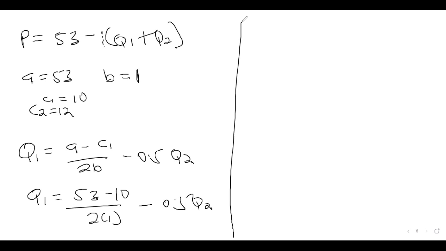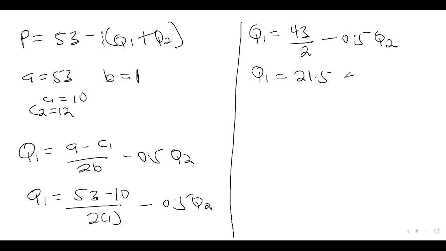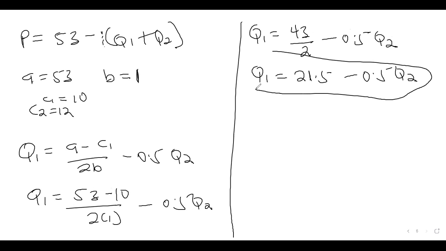All right, so once we summarize, you have Q1 is equal to 43 over 2 minus 0.5 Q2. So you have Q1 to be equal to 21.5 minus 0.5 Q2. And this is the reaction function for firm 1.